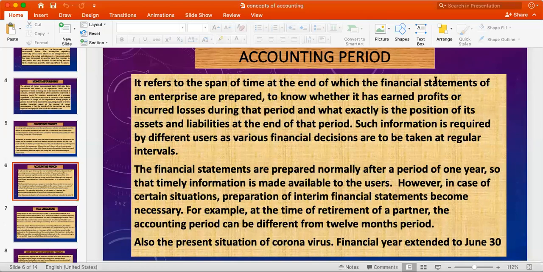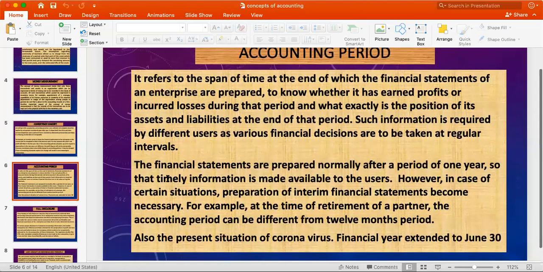second line now. Financial statements of an enterprise are prepared to know whether it has earned profit or loss during that period, and what exactly is the position of its assets and liabilities at the end of the period. So this financial statement we generally make to know whether we have earned profit or incurred loss. That statement is the profit and loss statement. And the position of assets and liabilities at the end of the year is derived from the balance sheet. Such information is required by different users. Users I have already explained, internal and external users. As various financial decisions are to be taken according to this information at regular intervals, the financial statements are prepared normally after a period of 1 year, so that timely information is made available to the users.